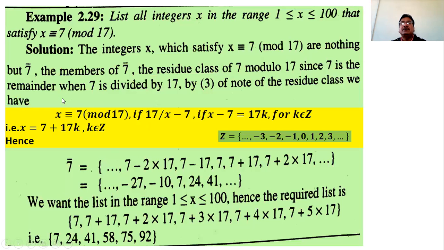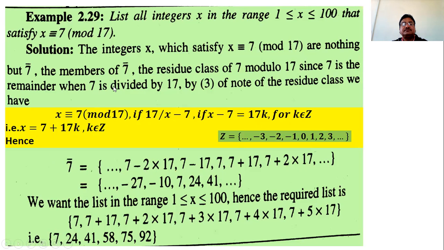The previous one was what? We have to find the integers in the range 1 to 100 that satisfy x is congruent to 7 modulo 17. So when x is congruent to 7 modulo 17, 17 divides x minus 7, and x minus 7 is equal to 17k, that is x is equal to 7 plus 17k. Substitute k as minus 3, minus 2, minus 1, 0, 1, 2, 3. We have these elements of 7 bar.